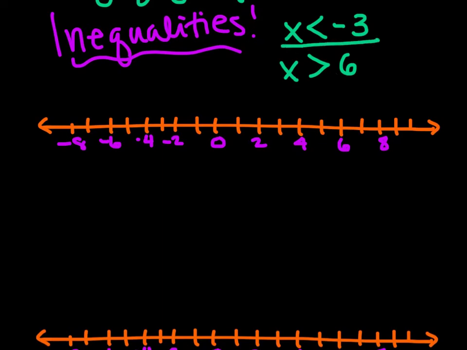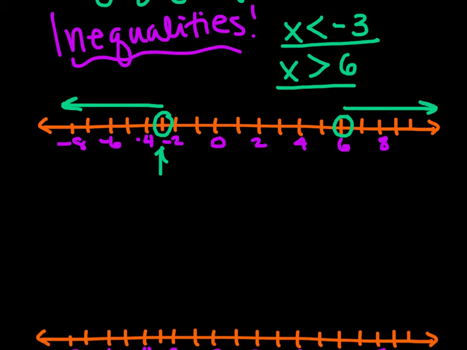X is less than 3. Well, we'd look at a number line, we'd create a number line, and find 3, and we'd put a circle around it and say everything less than that is x. So 2, 1, -100. All of that works for this inequality. Then what if we had x is greater than 6? Well, we're going to do the same thing. We're going to find 6 on our number line. There we go. And it's everything that's greater than that.